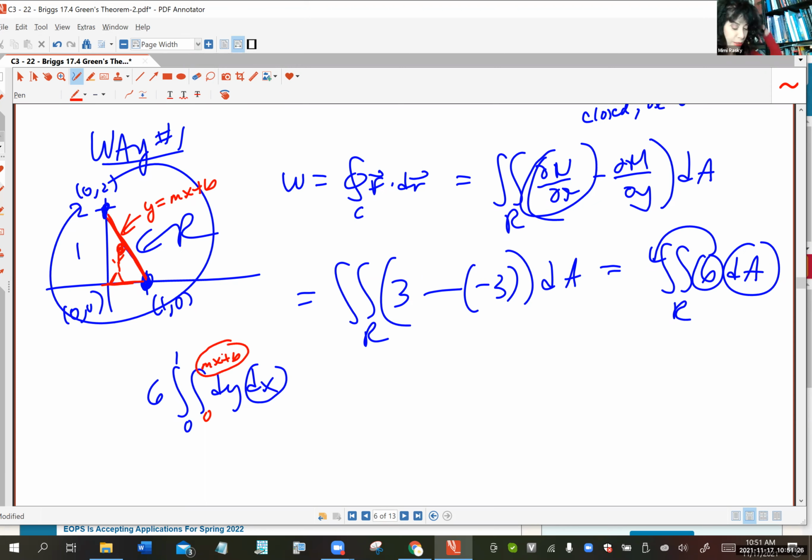So how do we get this mx plus b thing here? Come on, you guys know. You have 2 points on a line, so you know the slope is going to be the change of y over change of x.